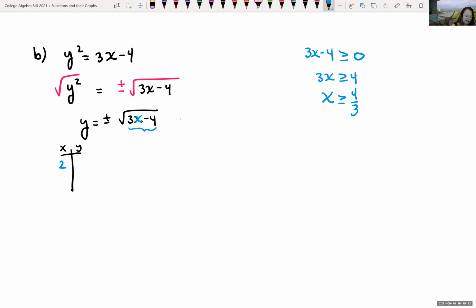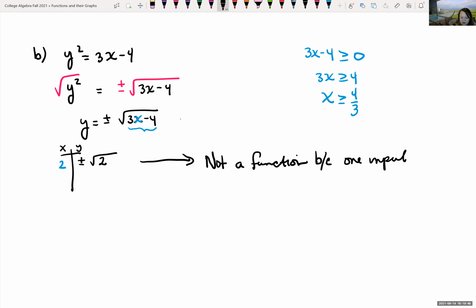If we plug in 2 wherever we see an x, we're going to get back plus or minus the square root of 3 times 2, which is 6, and then minus that 4. So 6 minus 4, we have a 2 underneath the radical. And so here is one example where one input gives us back 2 outputs. So this is not a function, because one input corresponds to 2 outputs.